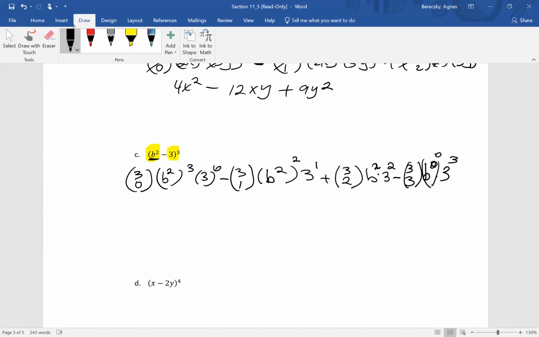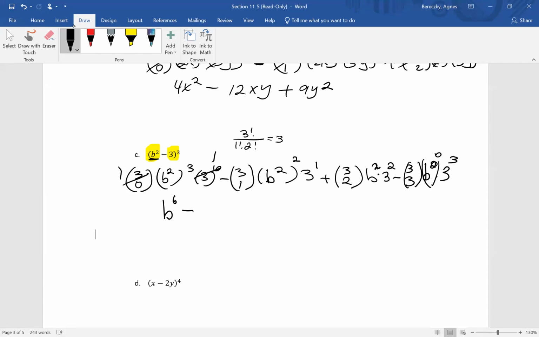So we will have b to the second to the third is b to the 6. Remember, this is a 1 and this is a 1, minus, we have 3 to the 1. So this will be 3 factorial over 1 factorial times 2 factorial. So this will end up being 3. This is easy to do by hand. If it's a bigger number you might want to do it with your calculator.